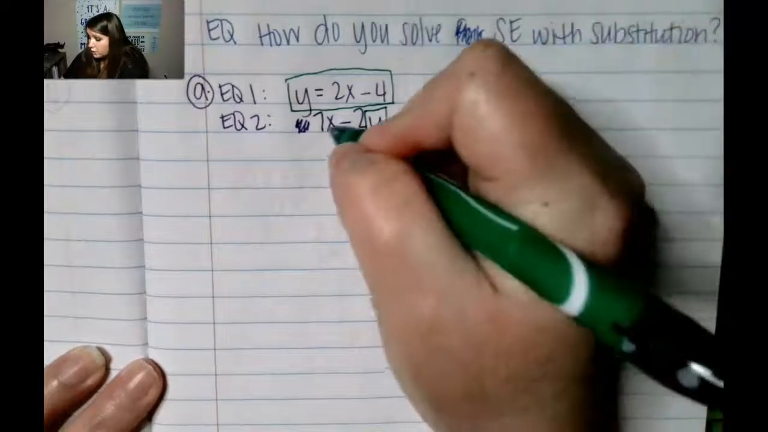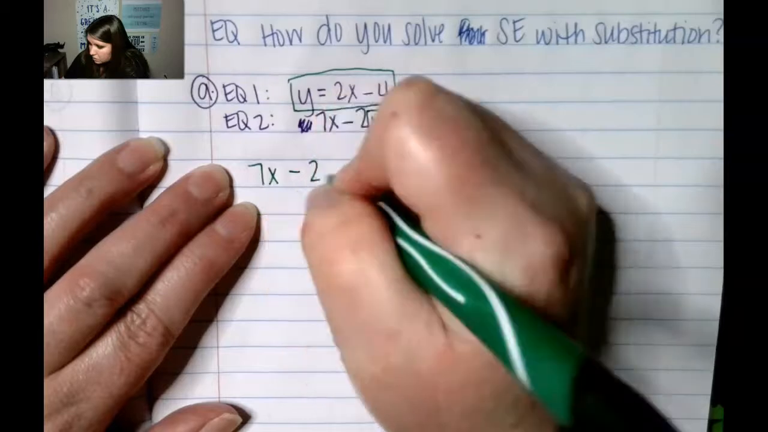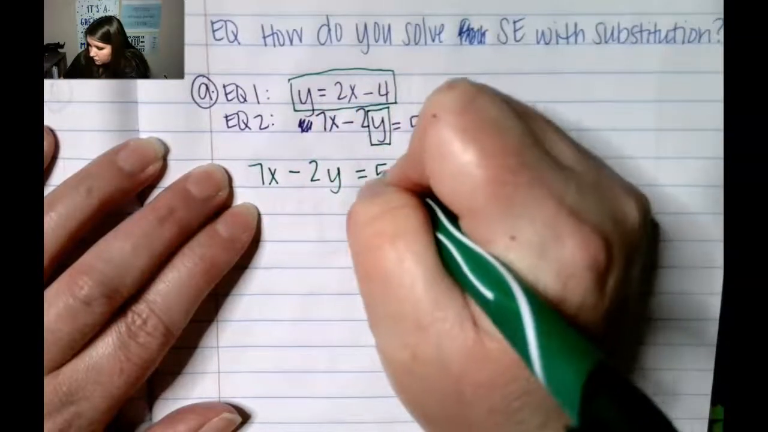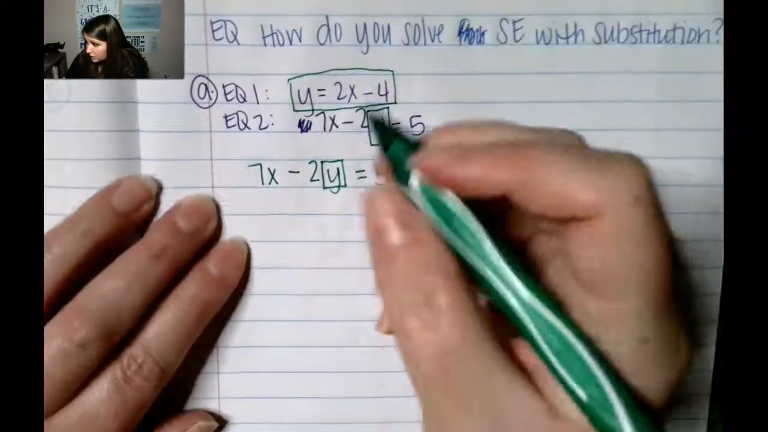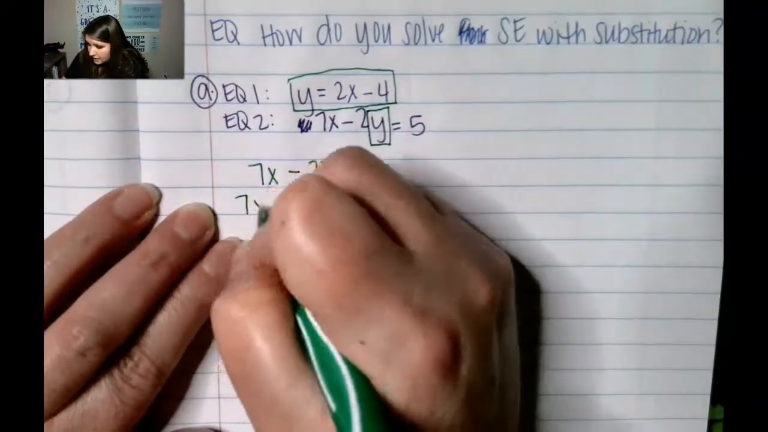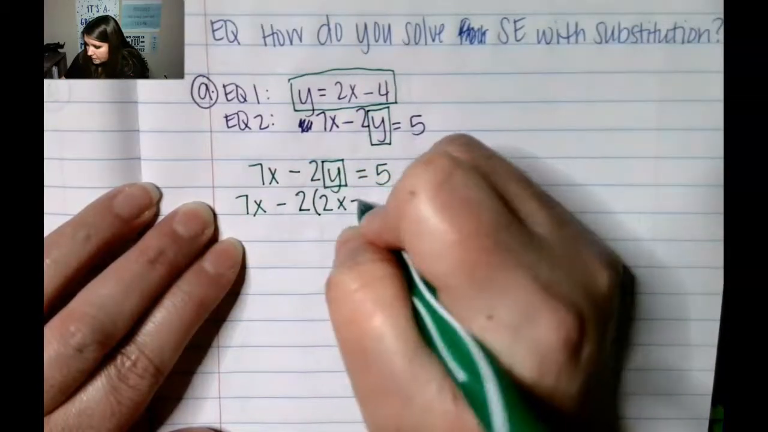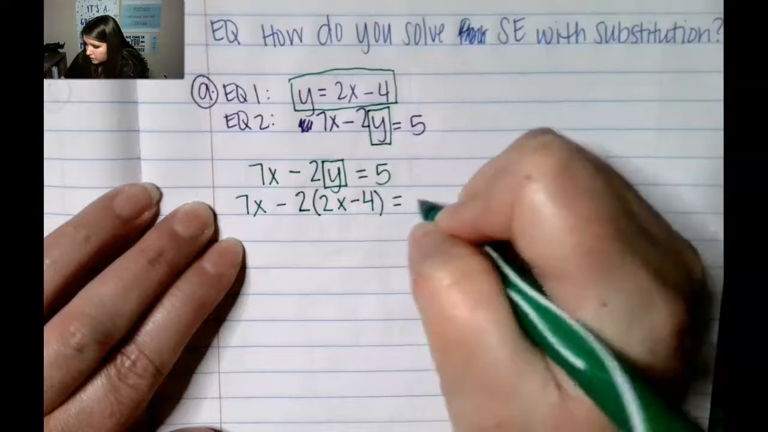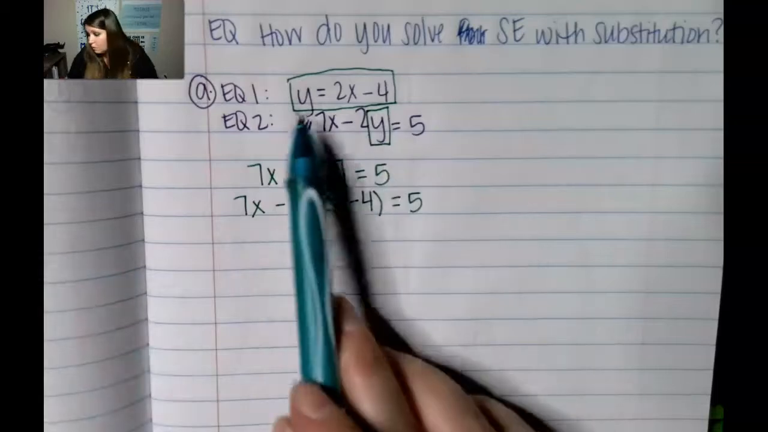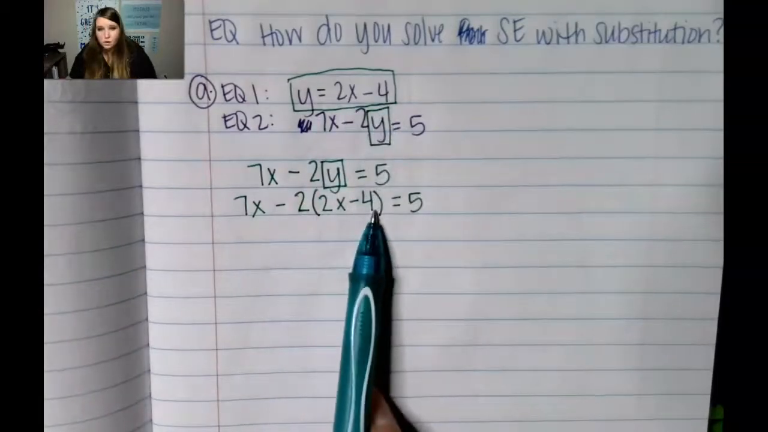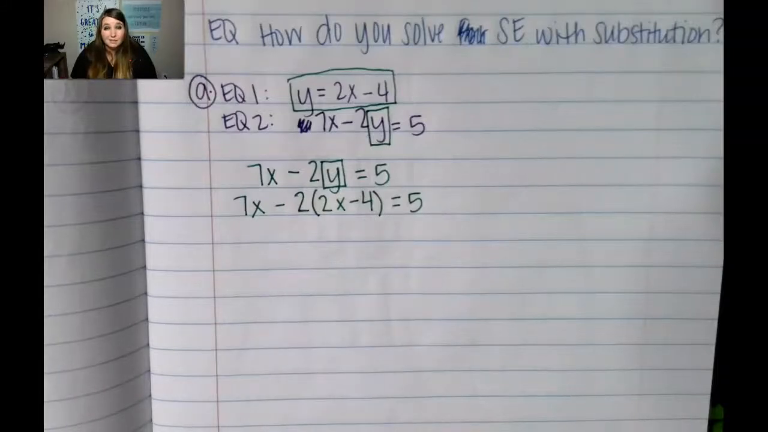So I'm going to rewrite equation 2, and it says 7x minus 2y equals 5. I'm going to substitute in for y, 2x minus 4. So now when I rewrite this, I will have 7x minus 2 times (2x minus 4) equals 5. So I've used substitution. I have taken y equals this and put it in for the y. It's like a puzzle. You're just filling in the blanks with the information that you know.